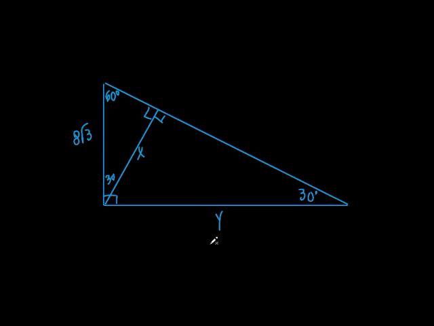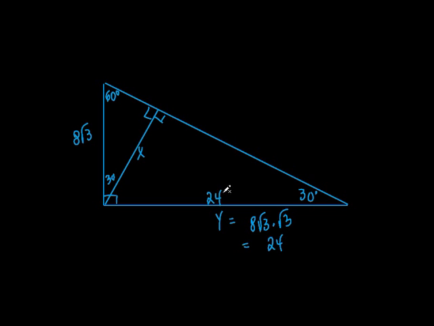So how do I find the long side? I take the short side, 8 square root of 3, and I multiply it by what? Square root of 3. And so this is 8 times what? 3. 8 times 3 is 24. Okay, so that side right there is 24. See, isn't that easy?